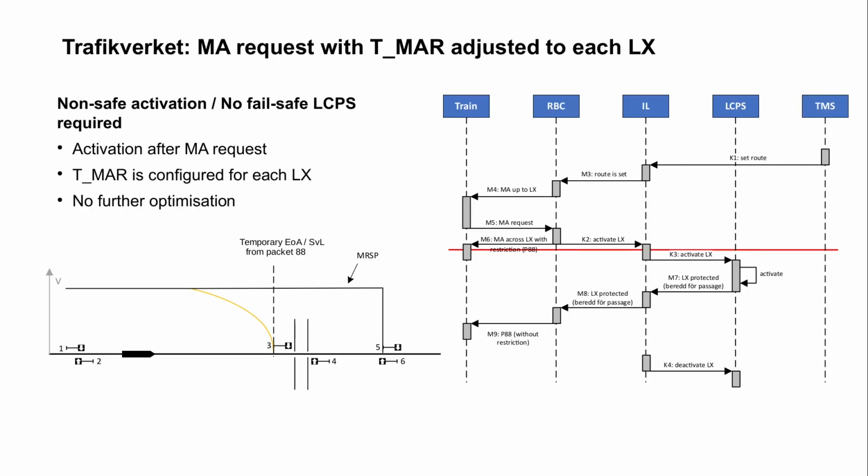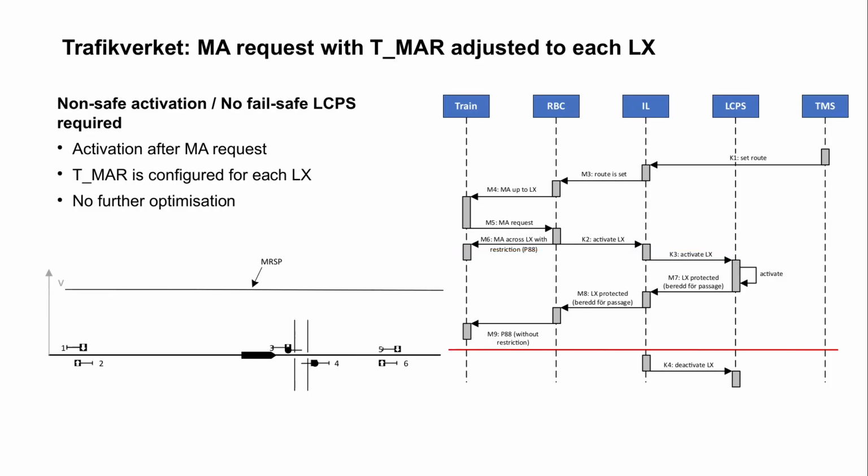The LCPS activates, and when it has reached the protected state, it reports this to the interlocking, which forwards this to the RBC, and the RBC now can send another packet 88 without a restriction, so the train can pass the level crossing unhindered. The interlocking commands deactivation when it detects through the track vacancy detection system that the train has passed the level crossing.